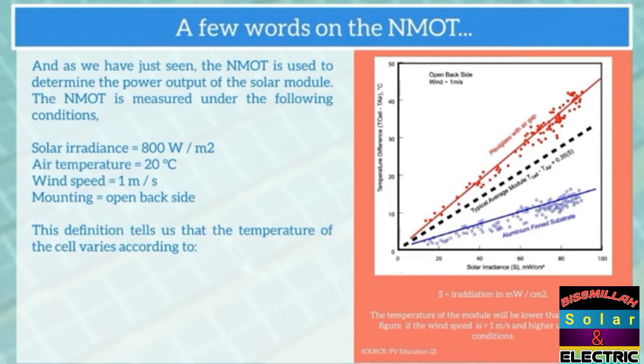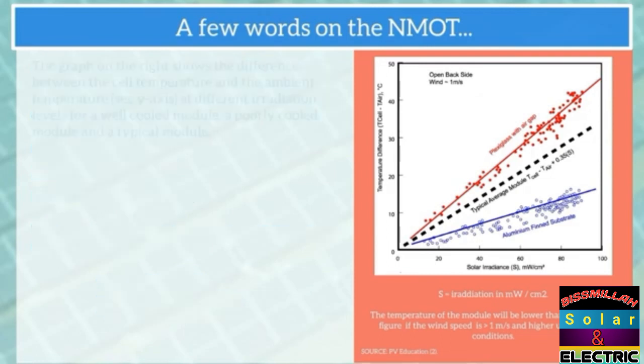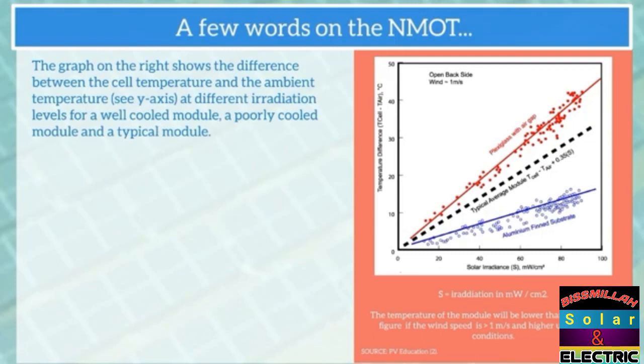From this definition, we can see that the cell temperature varies according to solar radiation, ambient temperature, and module cooling. The graph on the right shows the difference between the cell temperature and the ambient temperature on the y-axis, at different irradiation levels for a well-cooled module, a poorly cooled module, and a typically cooled module. The data presented is for a wind speed of 1 meter per second. The temperature of the module will be lower than shown in the figure if the wind speed is greater than 1 meter per second, and higher under calmer conditions.